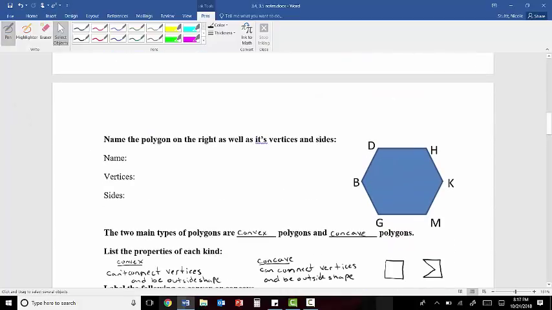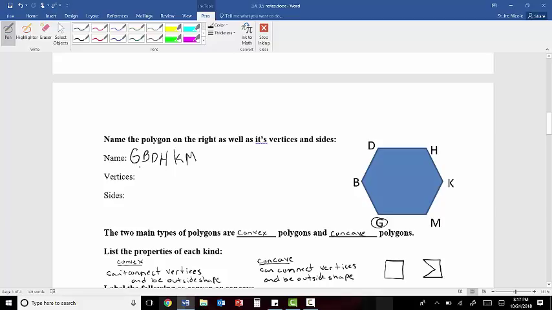So when you name a polygon, it's really easy. You pick any letter you want. Doesn't matter. So I'm going to pick letter G. And then you just go around the polygon and you name the rest of the letters, and you can go any order you want. You can go clockwise, you can go counterclockwise. So I'll just go clockwise for now. So G, B, D, H, K, M. It's kind of like naming a plane. You just go around, but you need to use all the letters.